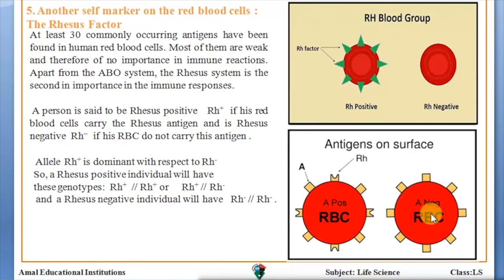On the other hand, an A negative individual is going to have on the membrane of the red blood cell the presence of the antigen A only. This individual shows no rhesus antigen, that is, no rhesus factor. This is why he is called an A negative individual.